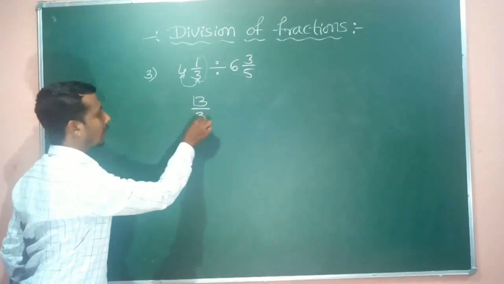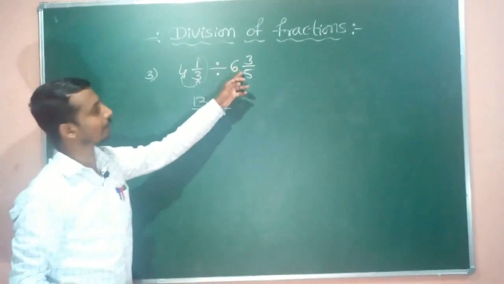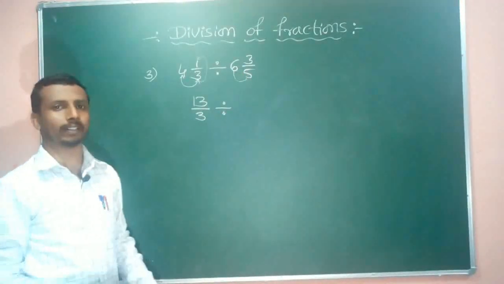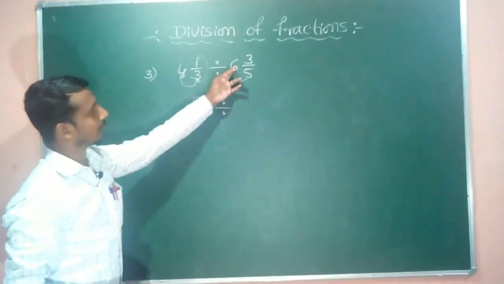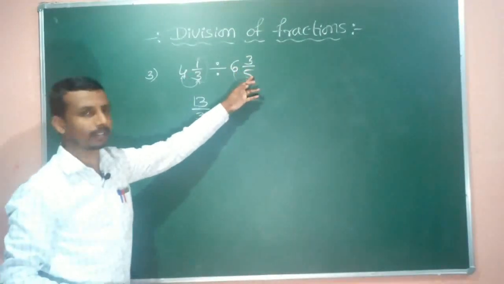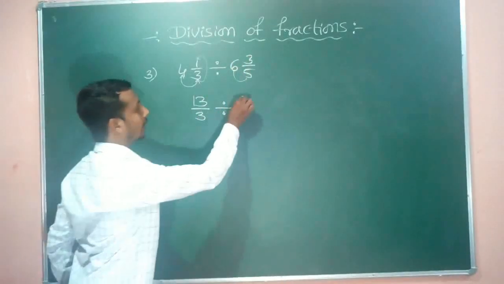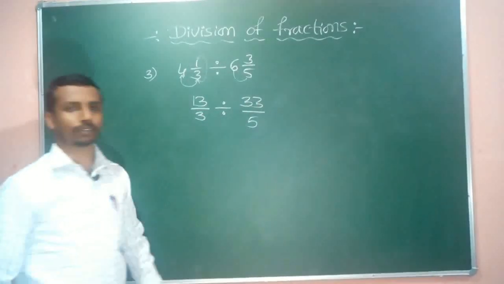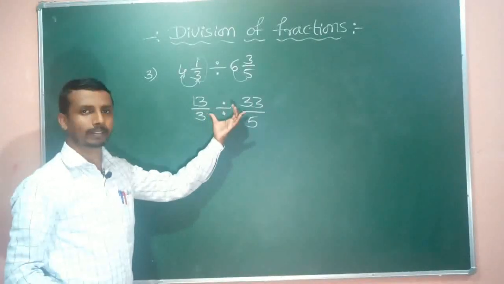Then 13 by 3, dividing by the next: 6 fives are 30. Multiply the whole number and the denominator, afterwards we add the numerator. 6 fives are 30. 30 plus 3 is 33. 33 by 5. Then next, we have to divide these two fractions.